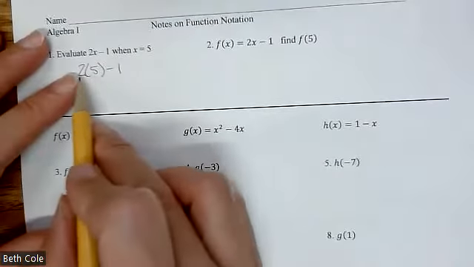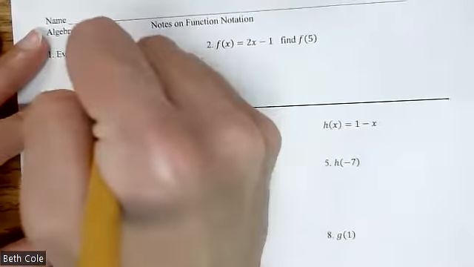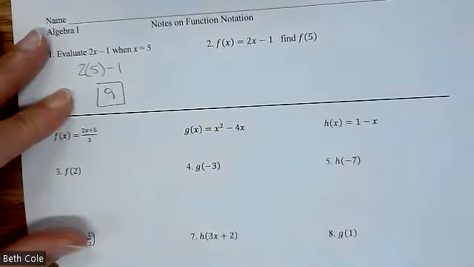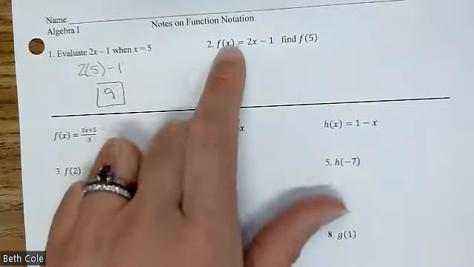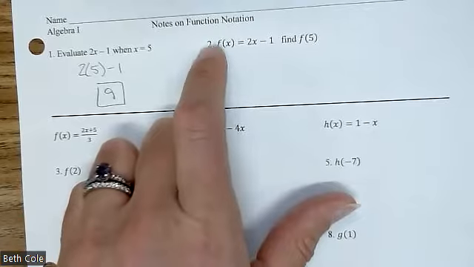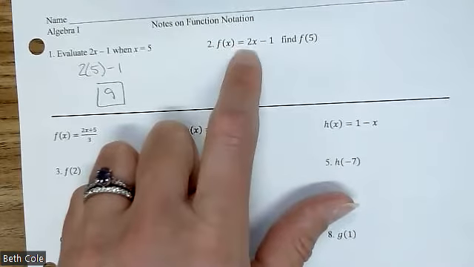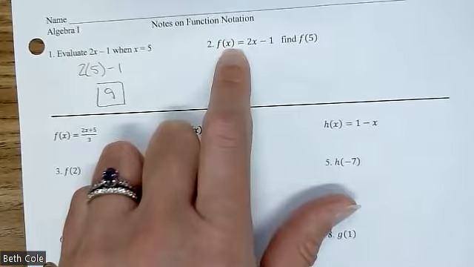2 times 5, 10 minus 1, 9. Very good. We plugged in 5, we got back 9. That's the review. We've done that before. Now, this is what function notation looks like. This is said f of x. X is the input. Whatever you get back out is the output, okay?